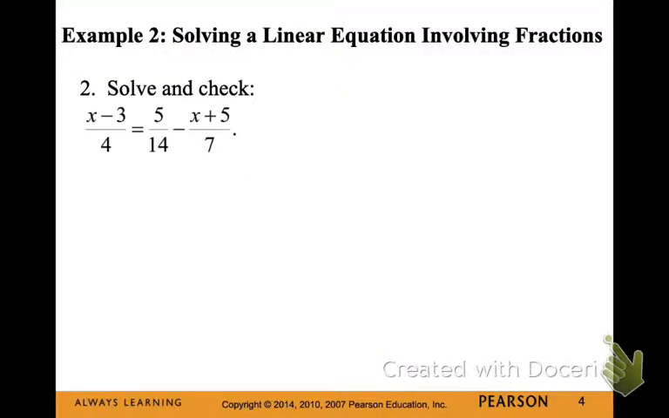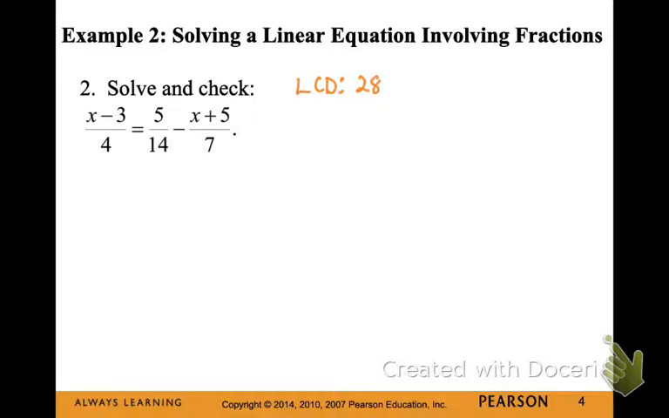This is still a linear equation, but it involves fractions. So a really good method to use is to look at the denominators of all three of the fractions and find a common denominator. So we're looking for the smallest number that 4, 14, and 7 will divide into. So a little technique is to take your largest number, in this case 14, and do multiples of that number. So if we take 14 times 2, we get 28. Right away we can see that 28 is our least common denominator because it's the number that both 4, 14, and 7 will divide into.